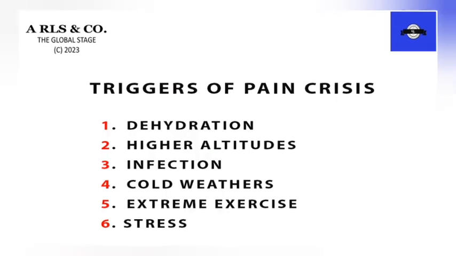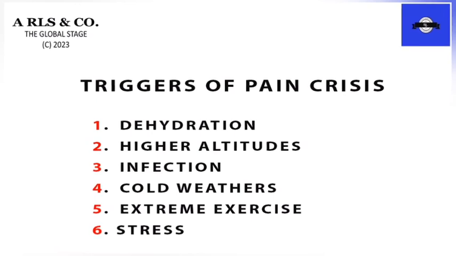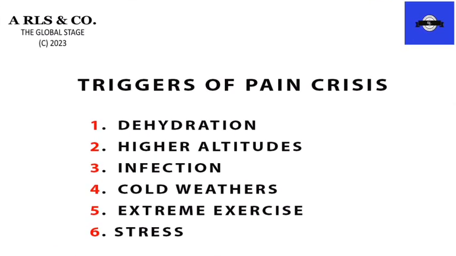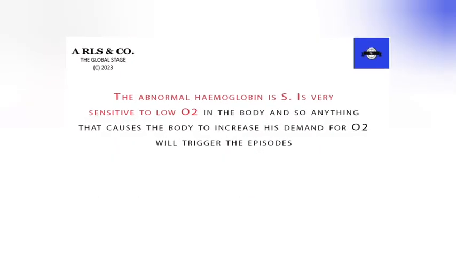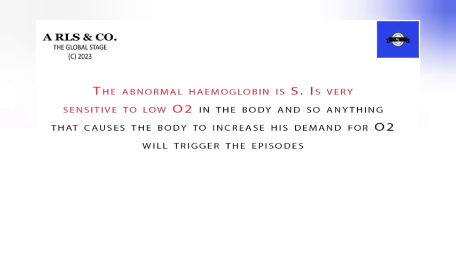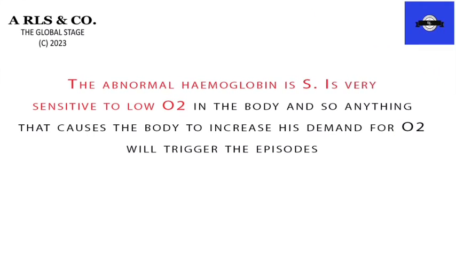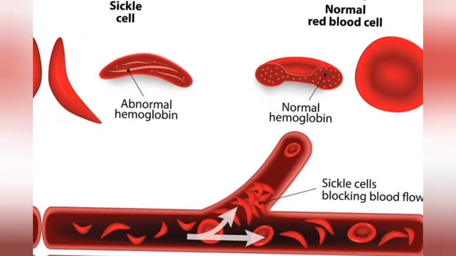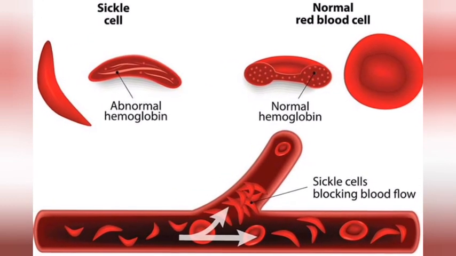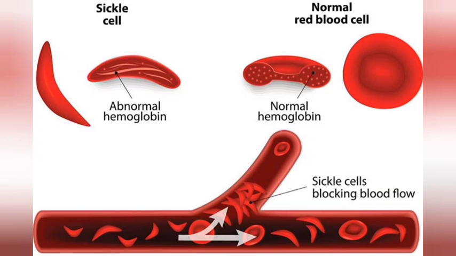Now let's look at the triggers of the pain crisis, because the pain crisis is the most common symptom one can have with sickle cell anemia. The abnormal hemoglobin S is very sensitive to low oxygen in the body, and so anything that causes the body to increase its demand for oxygen will trigger the episodes, that is the pain crisis, and this will cause the red blood cells to change their shape and become sticky and stiff, and that is what we don't want.